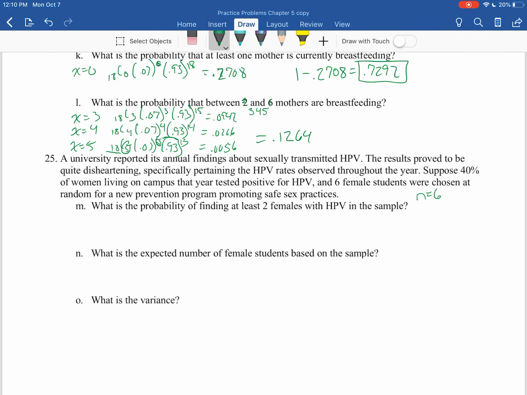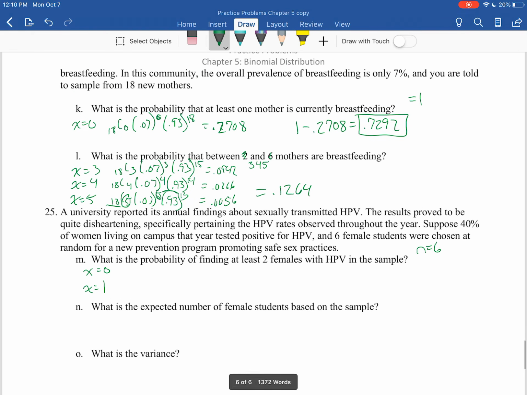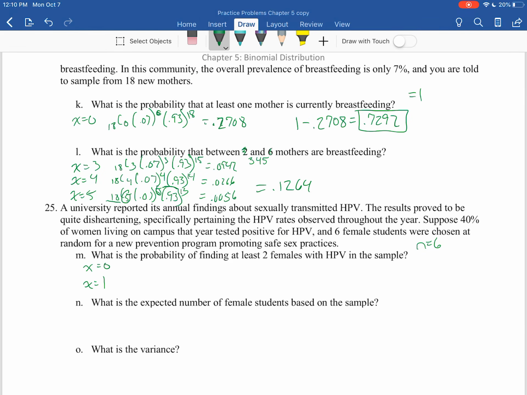Or you can do, the total probability should be 1. So if you find the complement of at least 2, which is the probability of x equaling 0 and x equaling 1, add those together and take the complement of that event, you'll find the probability of 2 through 6. And that is the way I would do it, because it's less work, or it's less equations to deal with.